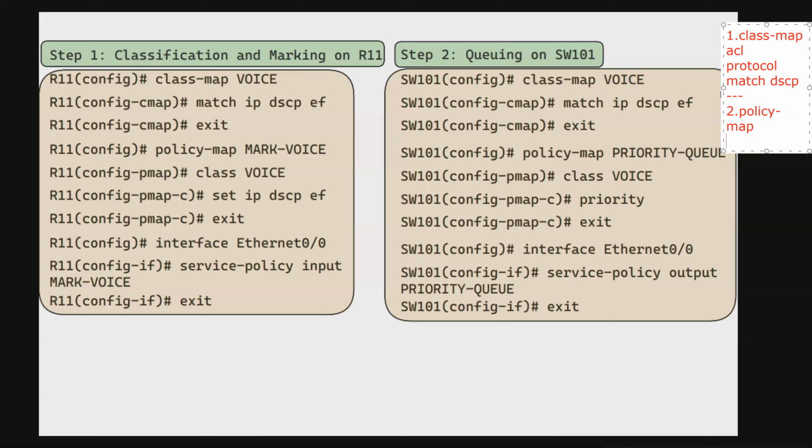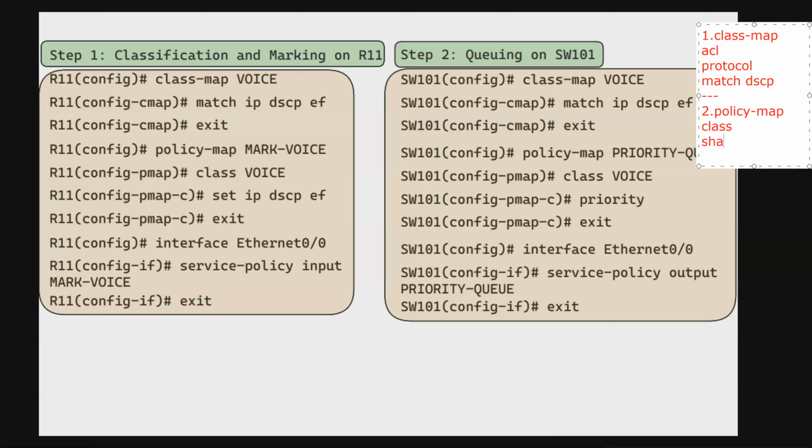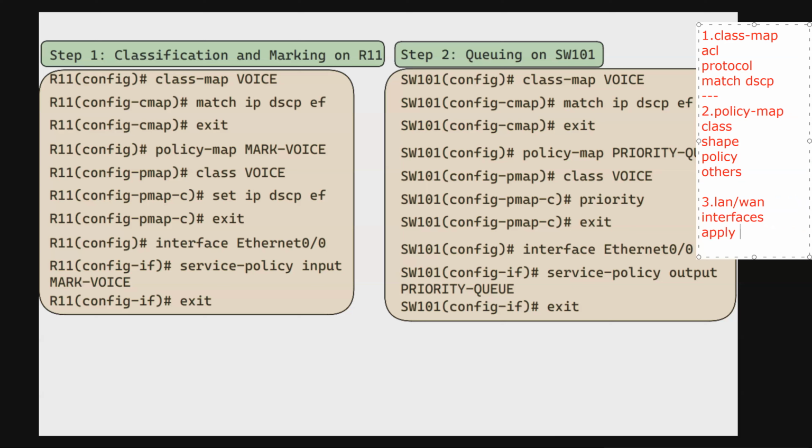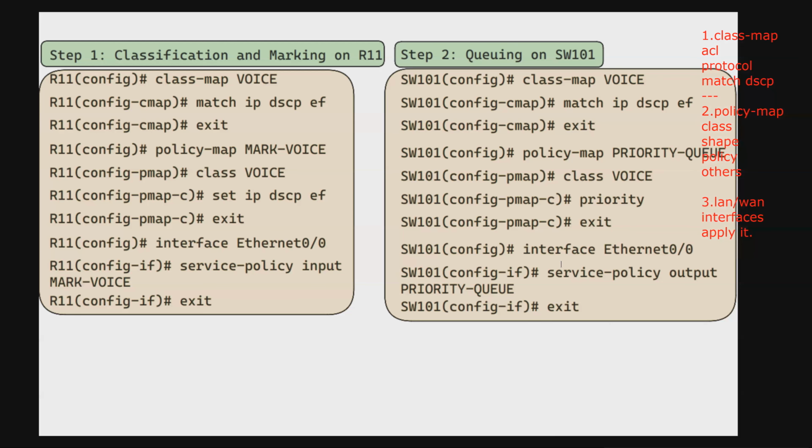In the policy map, you can go and call the class, and then you can use shaping, policing, or any other policy. And then third, you have to go to either the WAN or LAN interface and apply it. As for the direction, in WAN we are generally applying in both directions, and in LAN generally in the inward direction. So these are the steps that we have to follow: classification, then class map, then policy map, and then apply it. That's it. So let's go and try to build the policy.